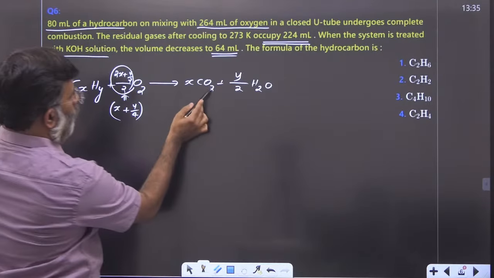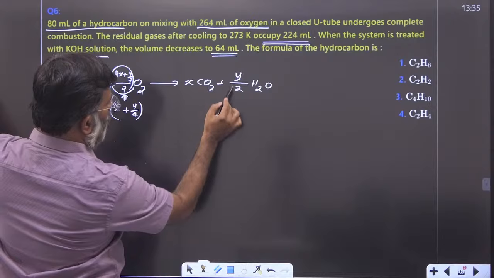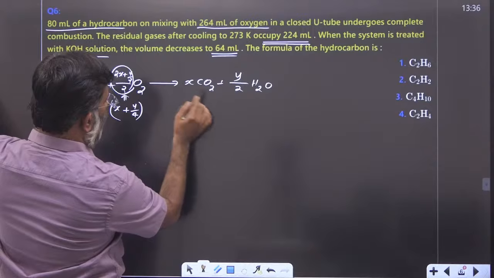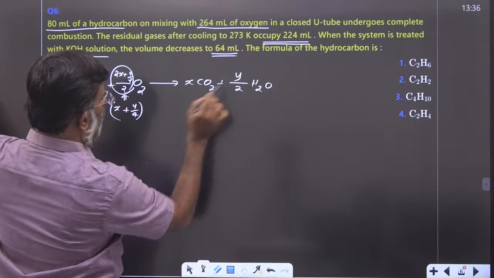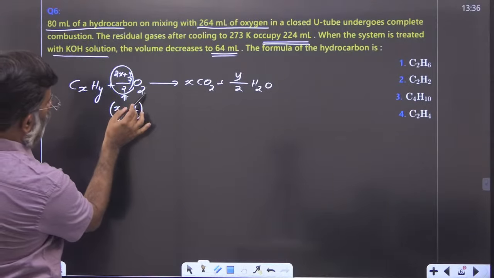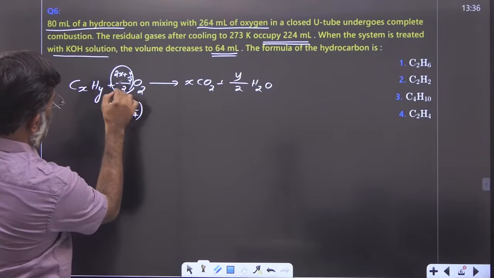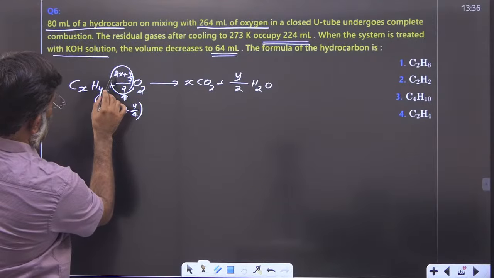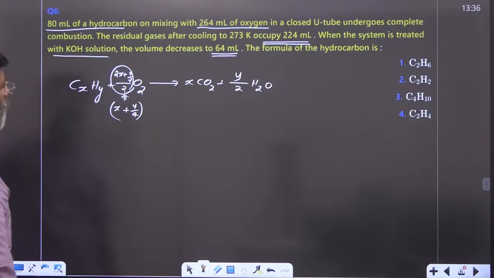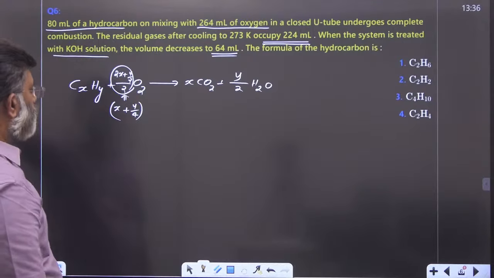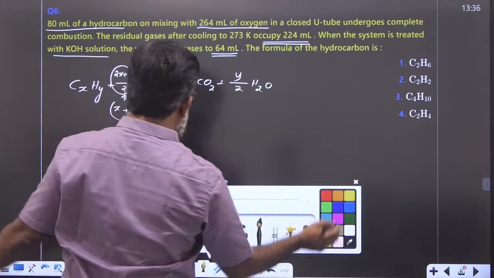You see, 2x oxygen, y by 2 oxygen, 2x plus y by 2. Since it is O2, divide by 2: 2x plus y by 2, by 2, that is x plus y by 4. This is the coefficient of oxygen.